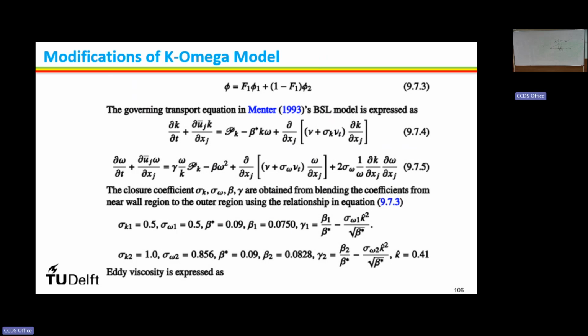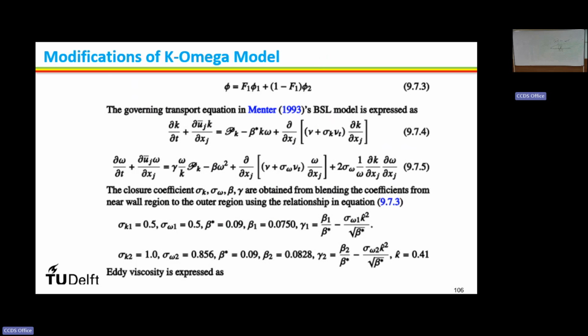This phi1 can be my sigma k1. This phi1 can be my sigma omega 1. This phi1 can be my beta 1. Phi1 might be gamma 1, like that. Similarly, phi2 can be my beta 2, gamma 2, like that. Right? What happened in this model? The coefficients are not any constant value. Rather, Florian Menter calculated this blending function f1 and f2. I'll show you what the blending function is, how it looks like.